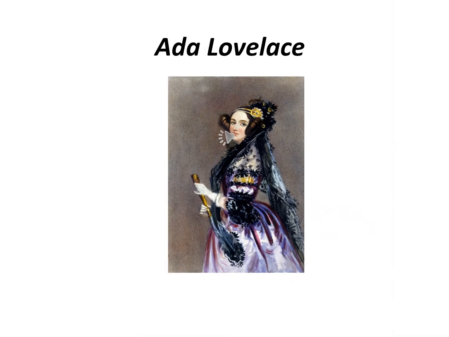Augusta Ada King, Countess of Lovelace, born Augusta Ada Byron and now commonly known as Ada Lovelace, was an English mathematician and writer chiefly known for her work on Charles Babbage's early mechanical general-purpose computer, the Analytical Engine. Her notes on the engine include what is recognized as the first algorithm intended to be carried out by a machine. Because of this, she is regarded as the first computer programmer.